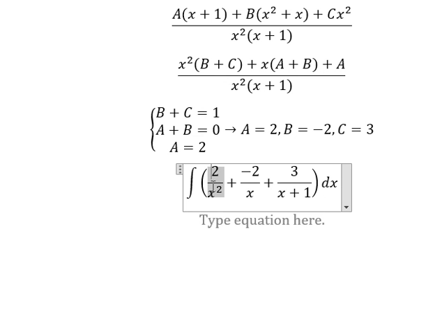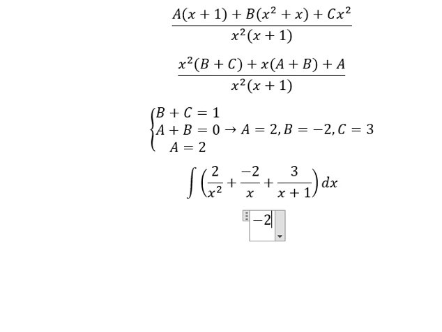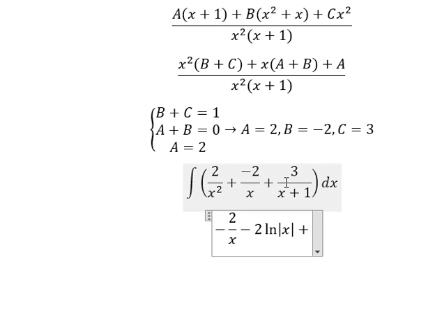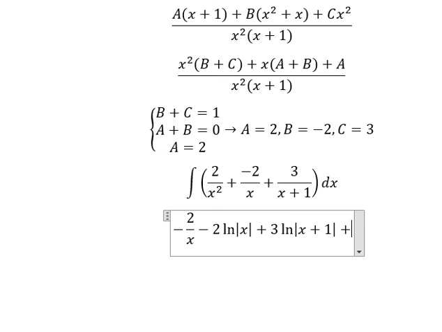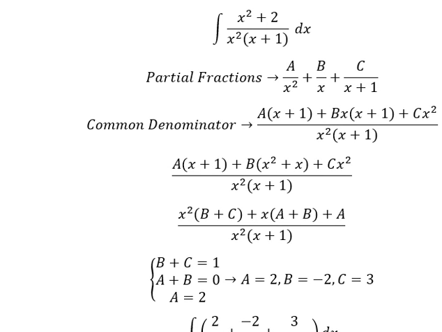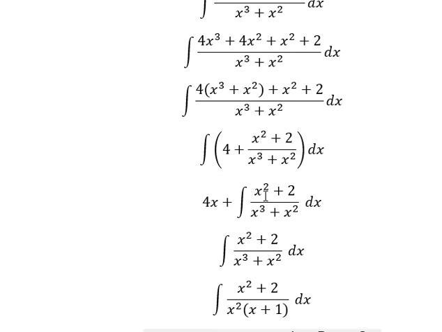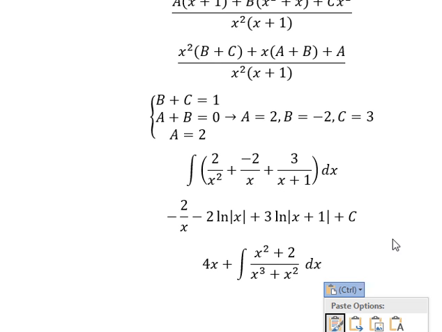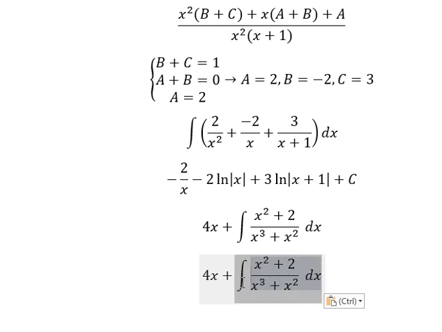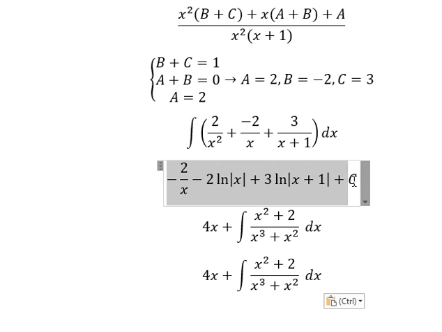The integration of this one, we have negative number 2 over x. The integration of this one, we have negative number 2 ln of the absolute value of x. The integration of this one, we have 3 ln of the absolute value of x plus 1. And I will put plus c. Now we return back to this one. So the integration of this one, that is this one.